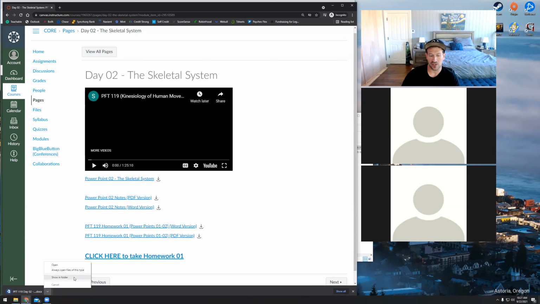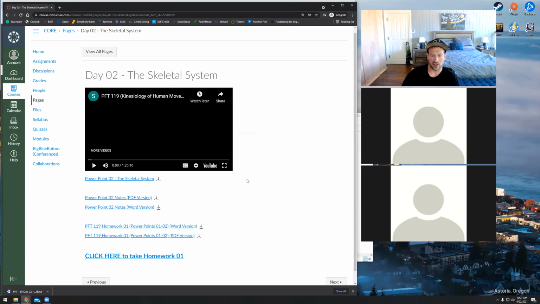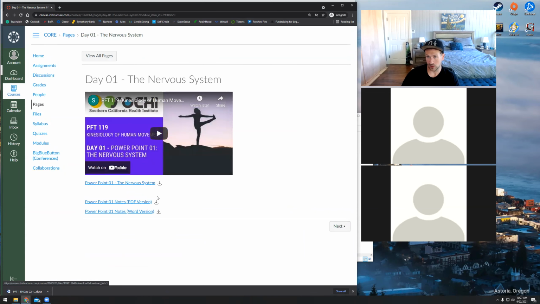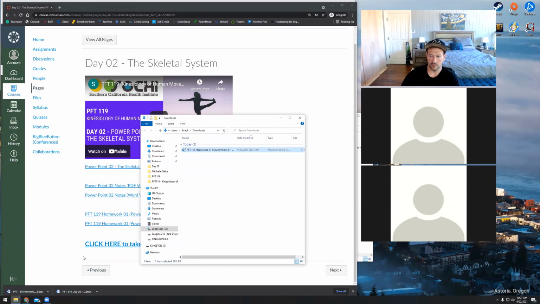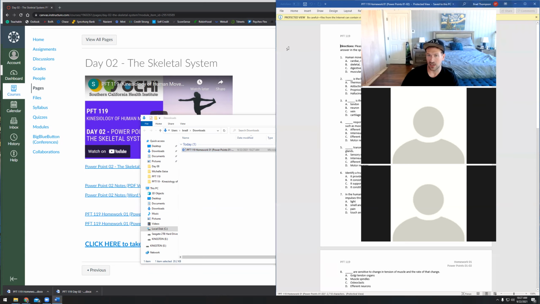And then you will see there's a third thing today. If you go to yesterday, that's all there is. If I go to the previous page here, this is day one, just a PowerPoint and the notes. Day two, you'll see right here where it has the homework. So this is a hard copy of the homework, just in case you want to have this and study for yourself.